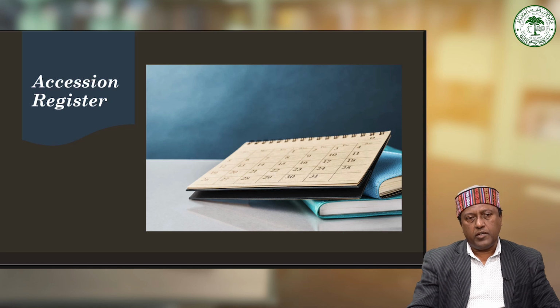Coming to the accession register, once we have completed all the records and accessioned the document, it means we have entered the complete bibliographic information in a register called the accession register. This accession register is a master record of all the holdings of the library, and every document gets a unique number, which is basically the serial number against which the document has been entered.